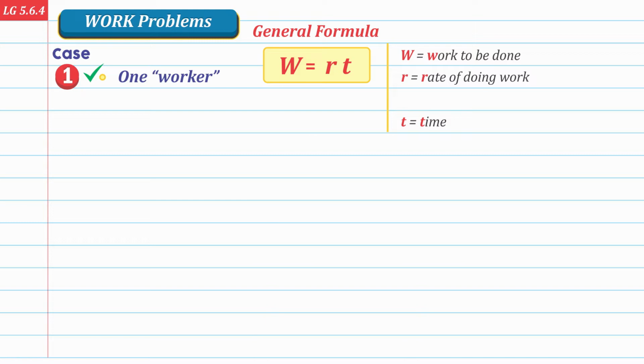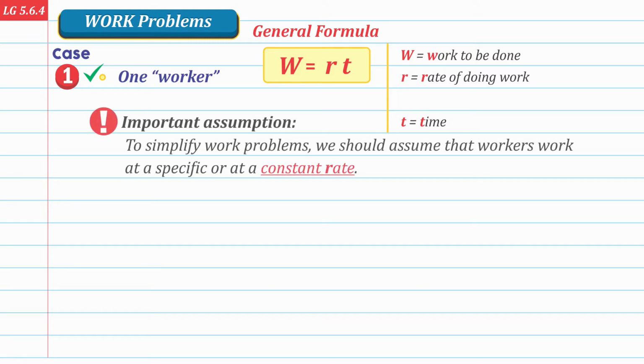But before we continue discussing the concepts, there is one very important assumption that we should always remember. To simplify work problems, we should always assume that workers work at a specific or constant rate, the worker's average speed. Meaning, we acknowledge, of course, that workers may work a little faster or slower at times, but we use their average rate in working to approximate a constant speed or never-changing rate, which is of course more friendly for easier estimations in work problems.